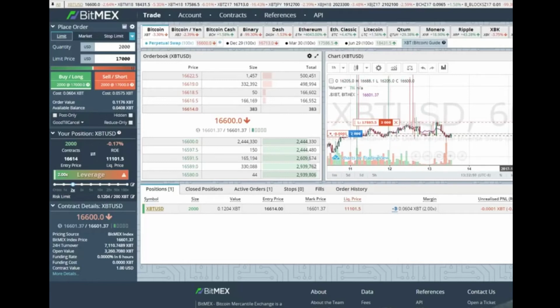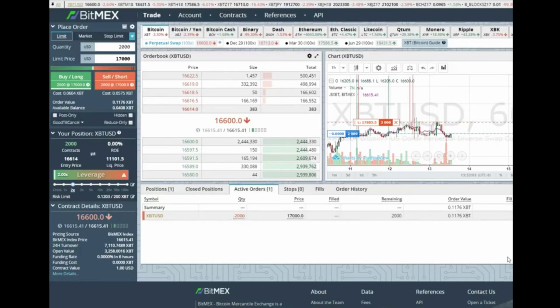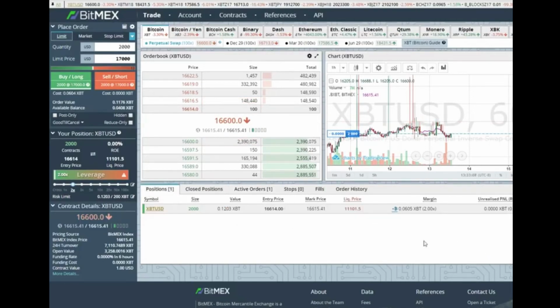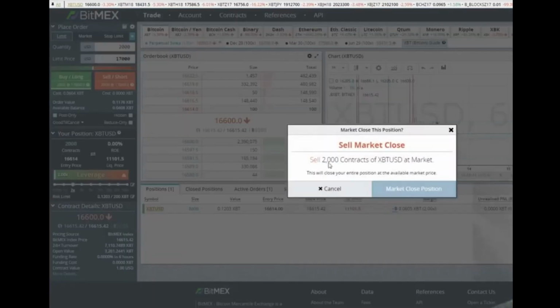You know where our position is now, and where the current price is. That's what these different things are. So as soon as it hits 17,000, it will close my position. I'll be done. I'll have no open position. So if you want to cancel an order, just go to active orders, hit cancel. And then the last thing we're going to do, we're just going to close our long position at market. I'm going to hit close market. I want to sell my 2,000 contracts, and there's a market close.